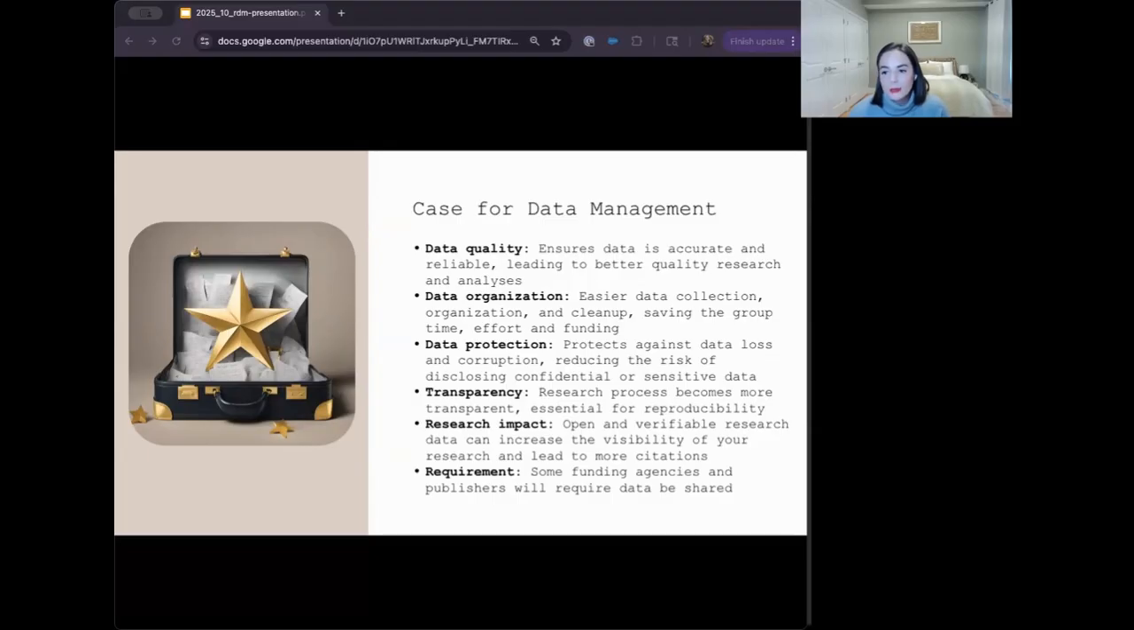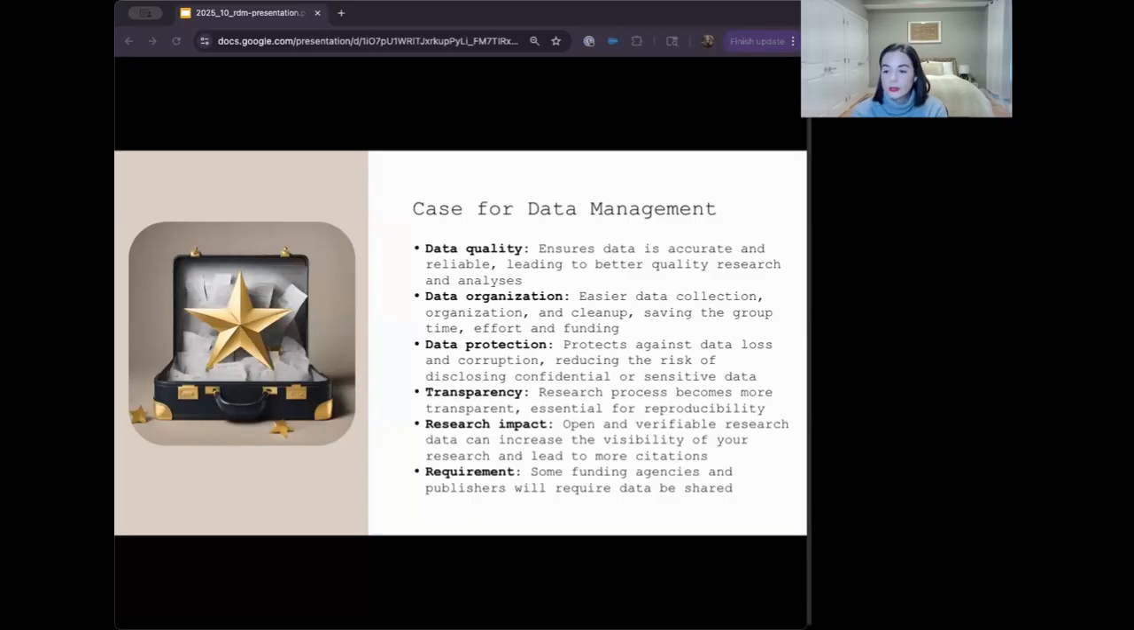Good data management techniques can prevent information from getting lost, misplaced, or corrupted. It also ensures your data is accurate and reliable, which ultimately can lead to better research results. It allows for easier data collection, organization, and cleanup, which ultimately could save you time, effort, and funding in the long run. Data management can also make collaboration, both with labs here at Harvard, but also externally with collaborators, more efficient, as cleaner, more succinct data sets are easier to understand and reuse.